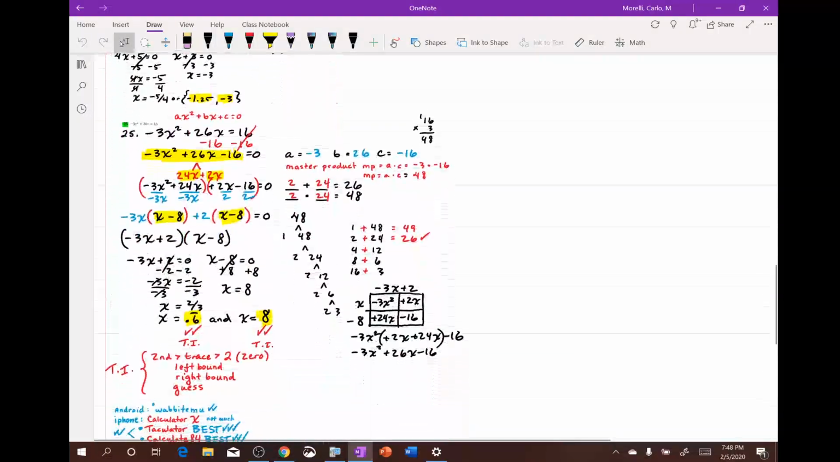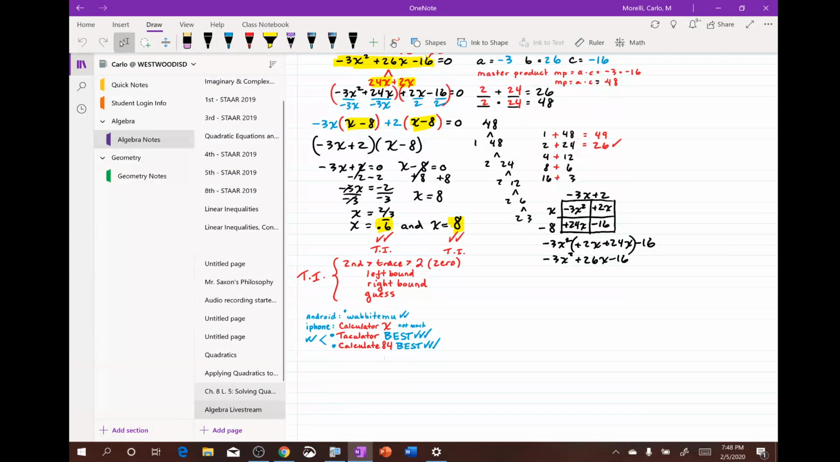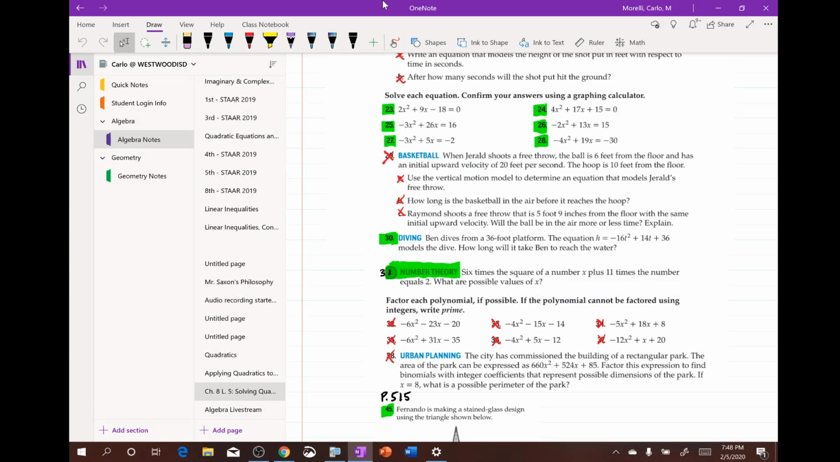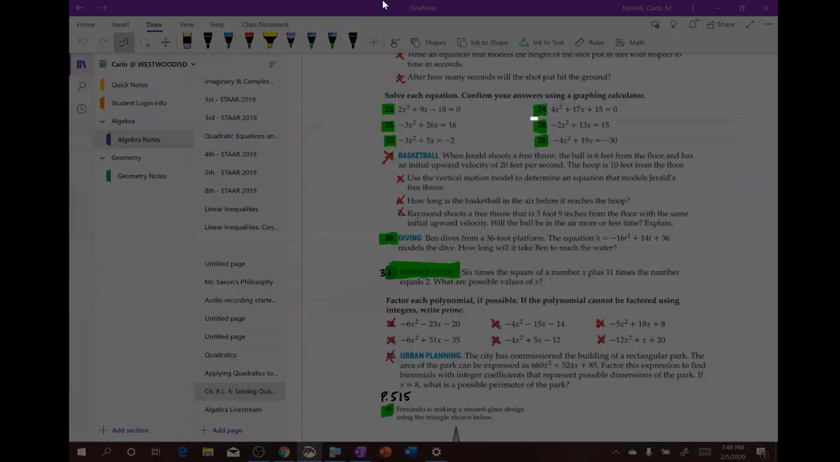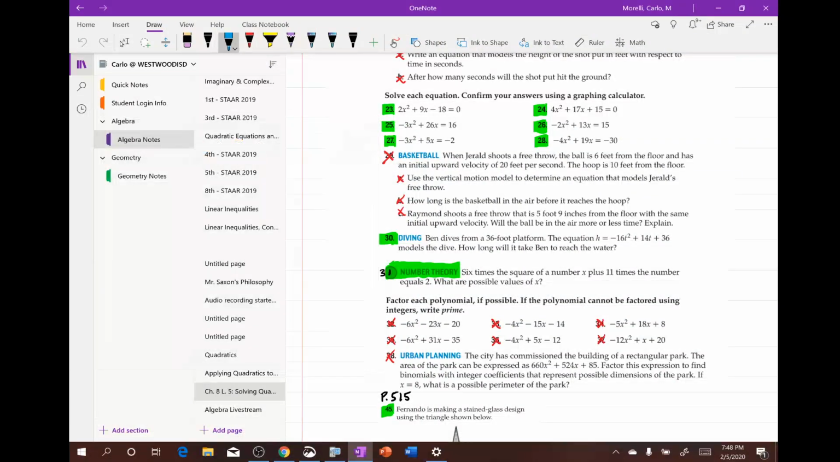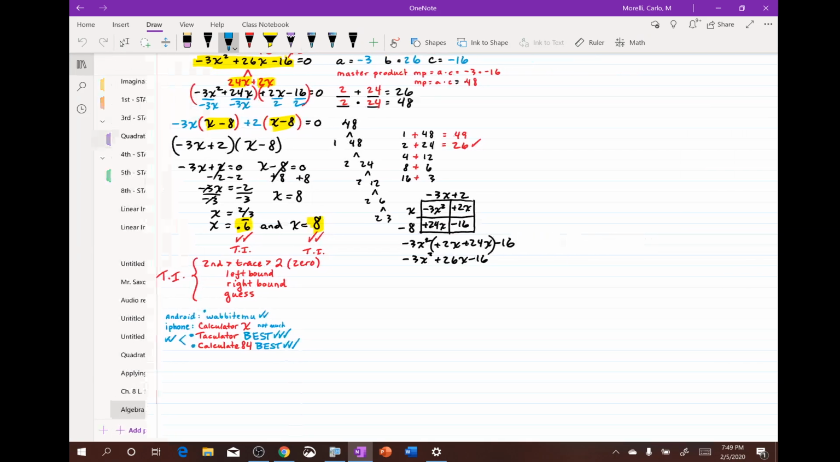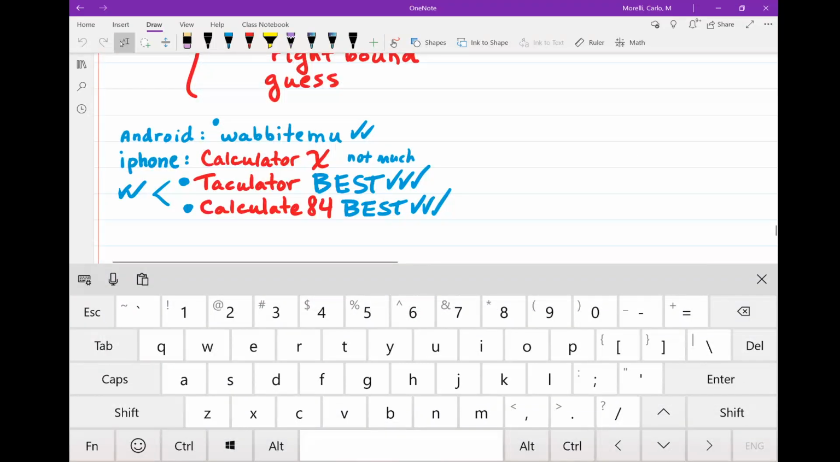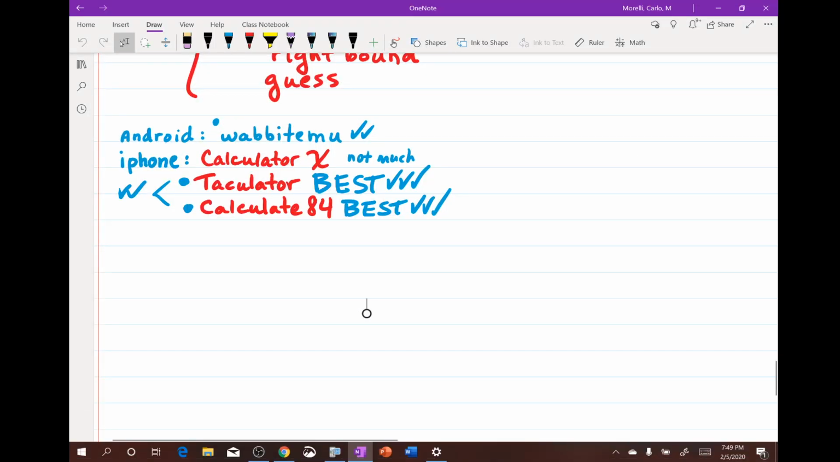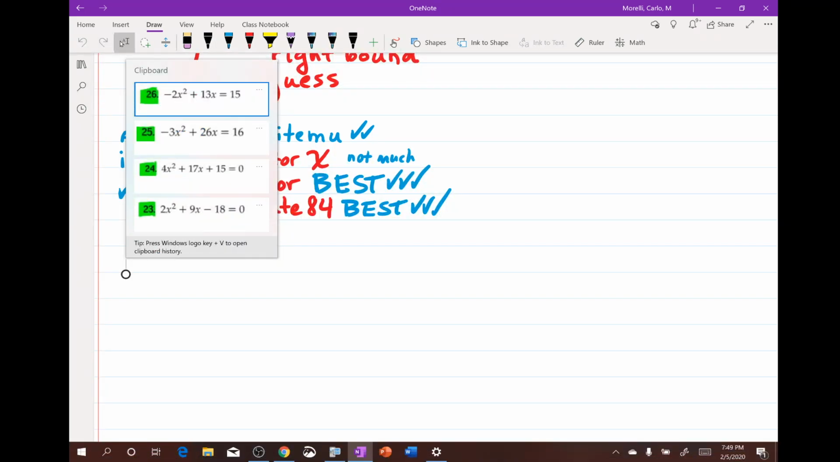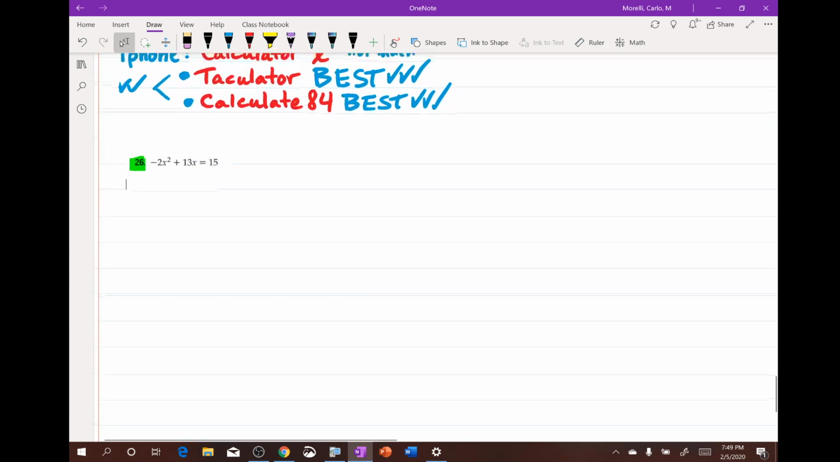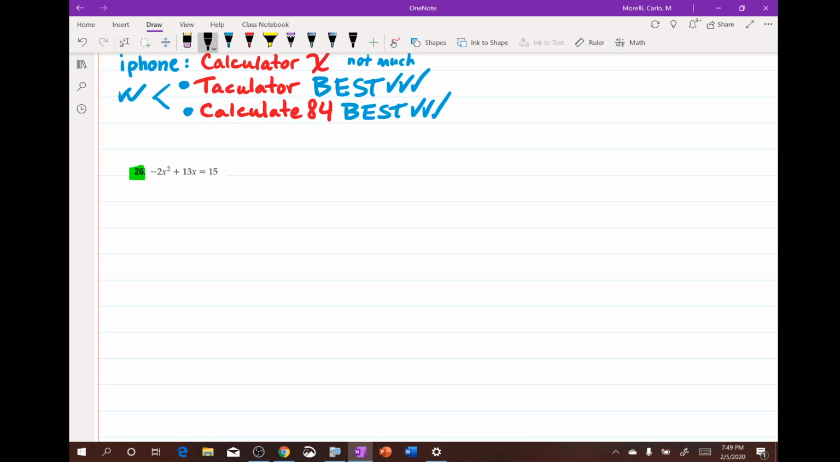Okay, so we did number 23, 24, and 25. Let's do number 26. Okay, let's see, 26. Negative 2x squared plus 13x equals 15.